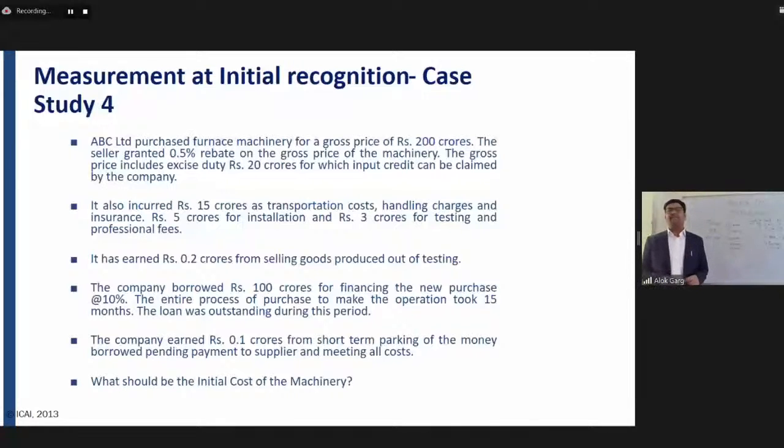Now let's do a comprehensive case study on this measurement part. ABC Limited purchased a furnished machinery for a gross price of rupees 200 crores. The seller granted 0.5% rebate on the gross price of the machinery. The gross price includes excise duty of rupees 20 crores for which input credit can be claimed by the company. I request all of you to respond which cost is required to be included, which cost is not required to be included. So we are talking about the measurement and initial recognition.